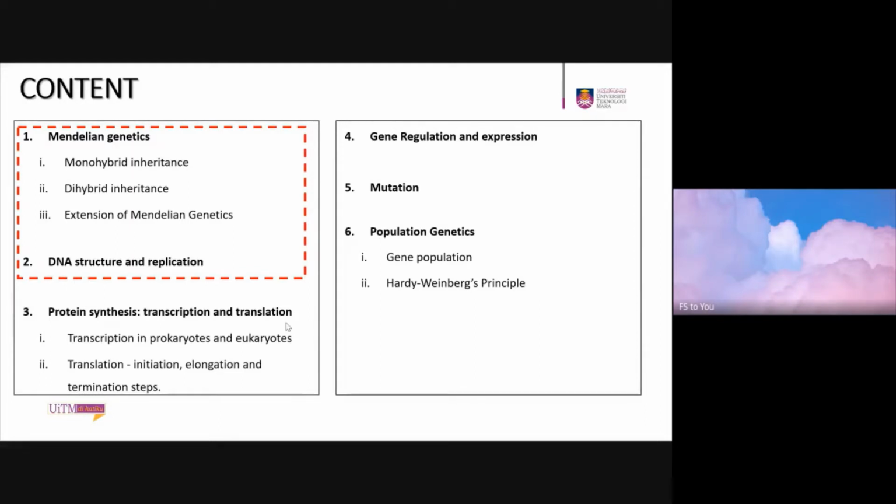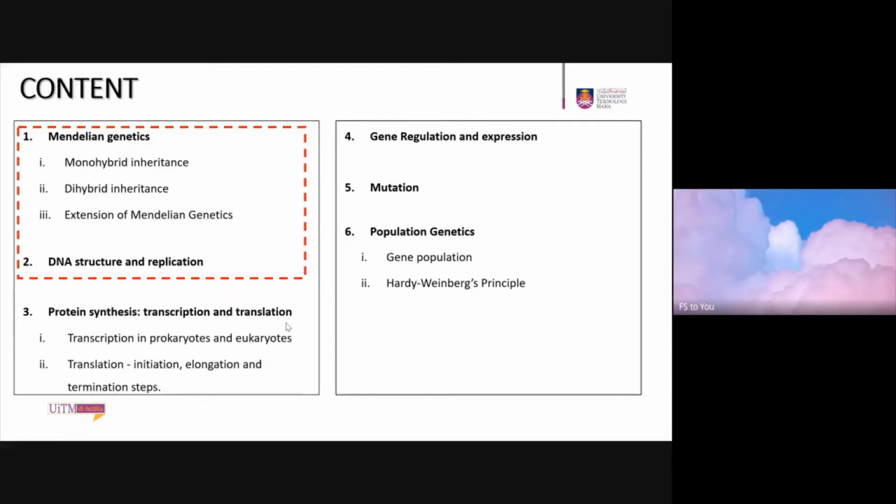Synthesis of protein can only occur in the cytoplasm, because in the cytoplasm you have the ribosome, you have the abundance of amino acids to synthesize the polypeptides before it can become specific proteins that carry out specific function. And then after that, we are going to look at gene regulation and also expression.